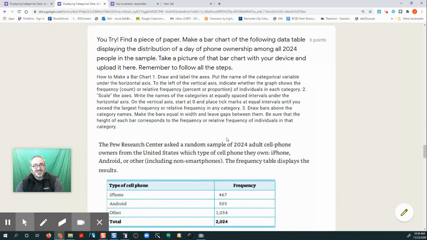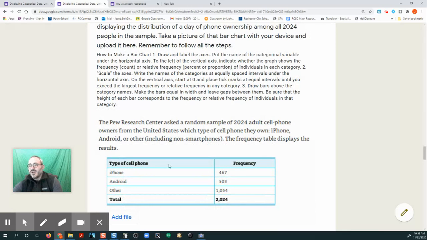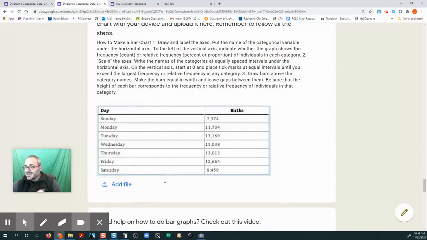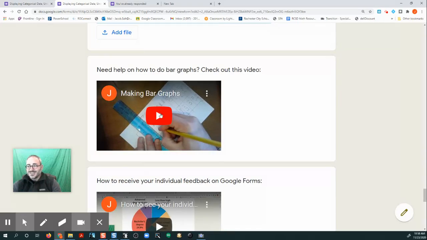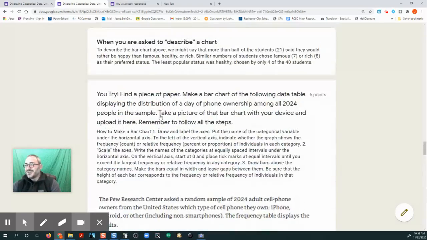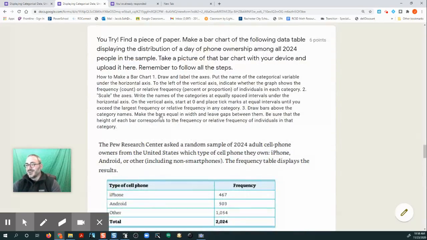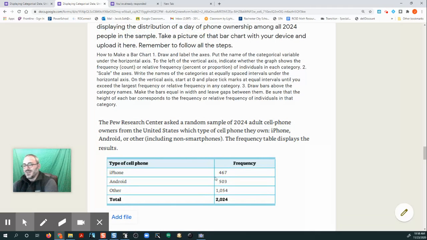So this is where I was going to ask you to try this, right? I was going to ask you to draw a bar chart of this right here. So I already have a video out there that shows you how I did this. So go look at the video that's right here for making bar charts to know how I made this bar chart. But I want to show you how to now upload it after you've made it, right?